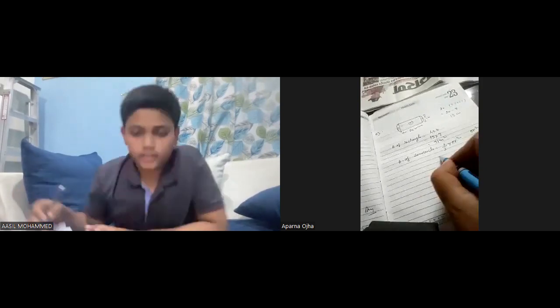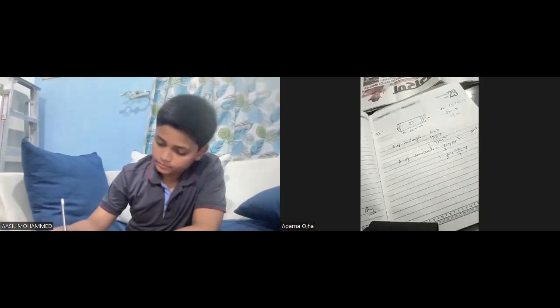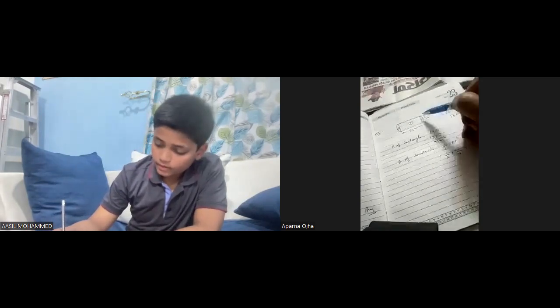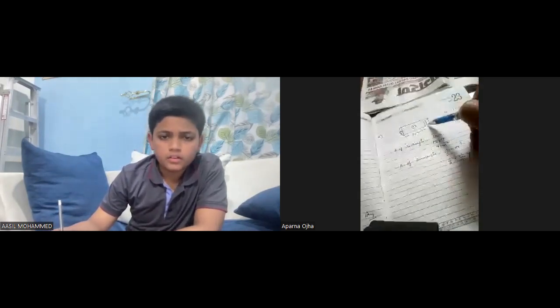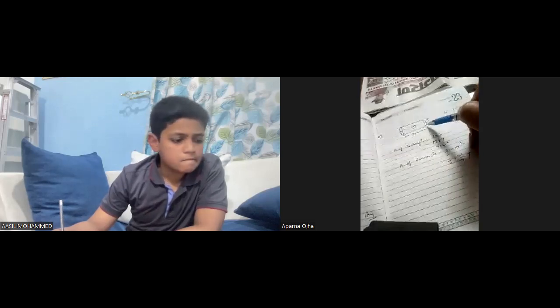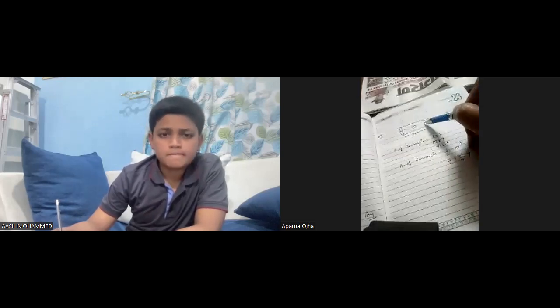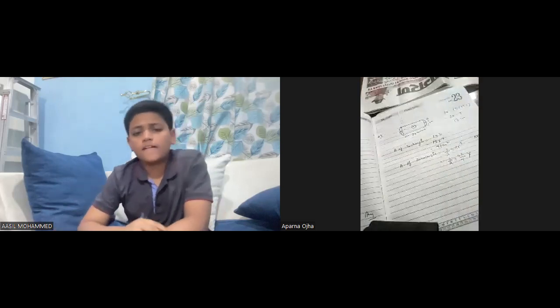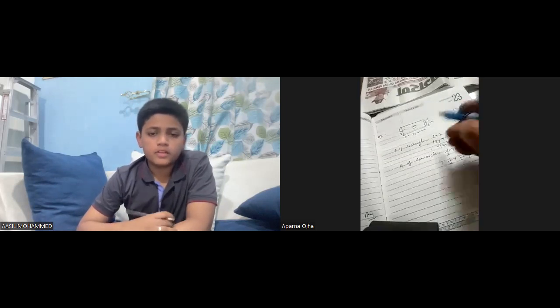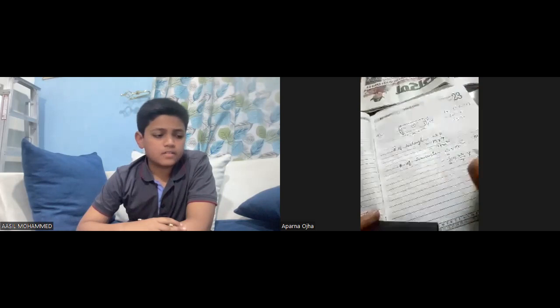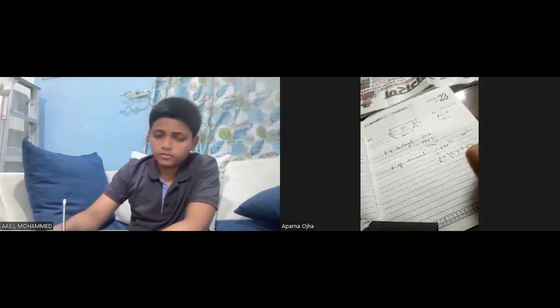Can you find this one? But how much will the radius be? Here you will see the total diameter is 7. But we have to take the radius, which is half of the diameter. So we have to take 3.5. Half into pi into 3.5 into 3.5.